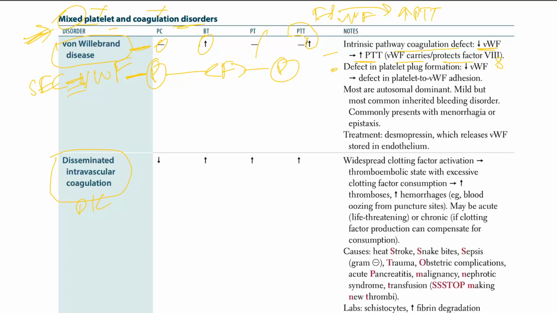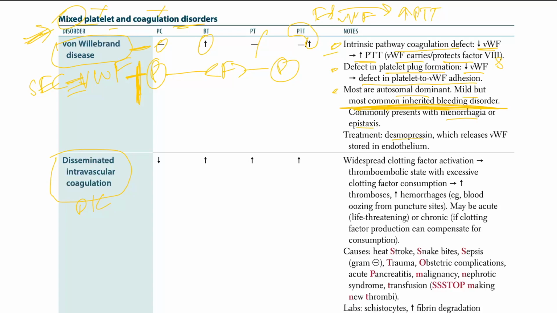Second point, defect in platelet plug formation. A decrease in von Willebrand factor leads to a defect in platelet to von Willebrand factor adhesion. Third thing, most are autosomal dominant. Mild, but most common, very important: this is the most common inherited bleeding disorder. Commonly presents with menorrhagia or epistaxis.